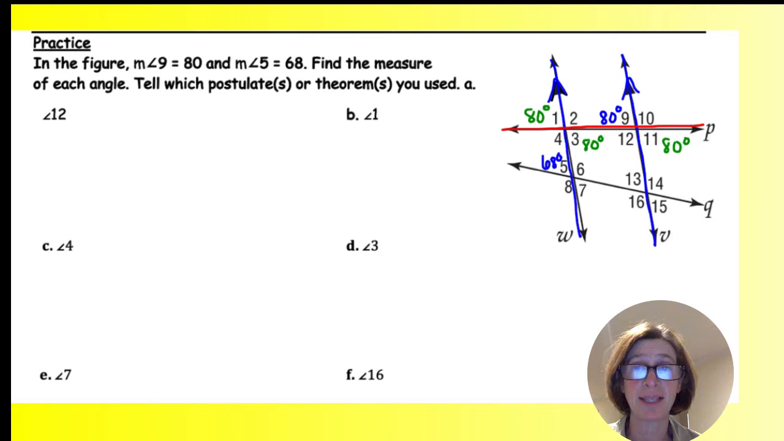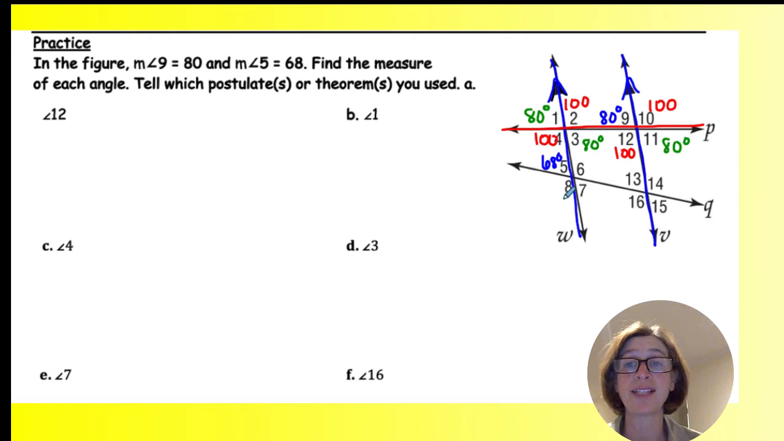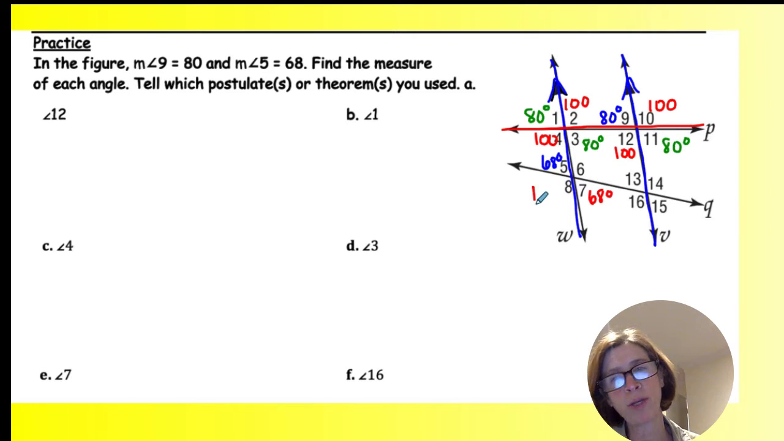All right, and then we can see the linear pairs from there would give me 100 degrees, 100 degrees, 100 degrees, and 100 degrees. All right, so now with that 68, there's not as much for me to do. However, angle 7 is 68, and then 6 and 8 would be linear pairs from there. So that would be, what is that, 112? Yeah, 112. So angle 6 would be 112.